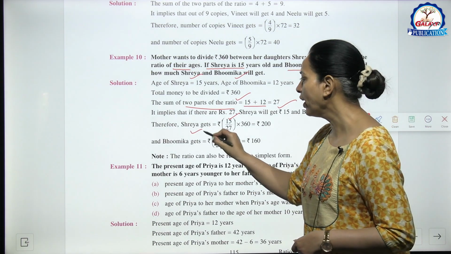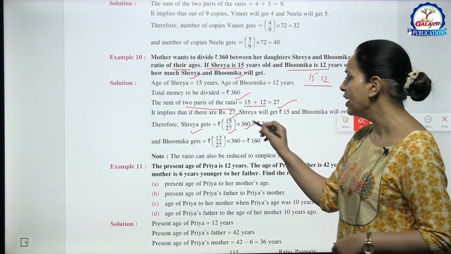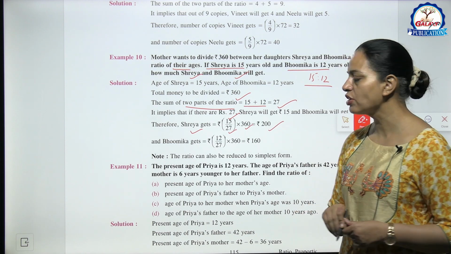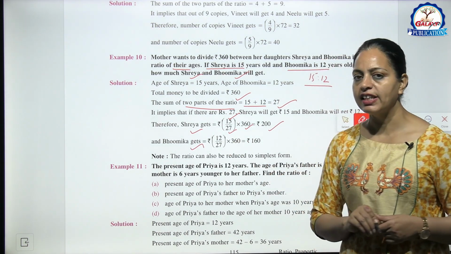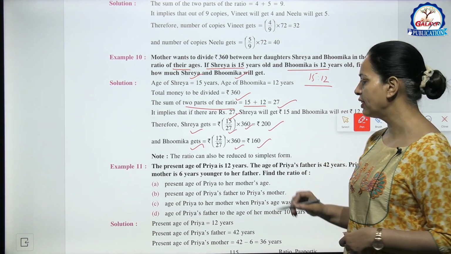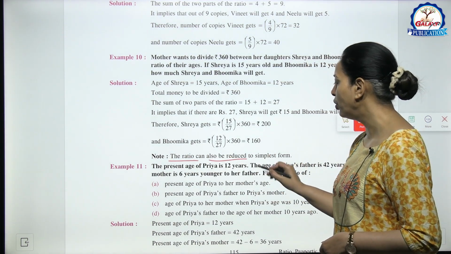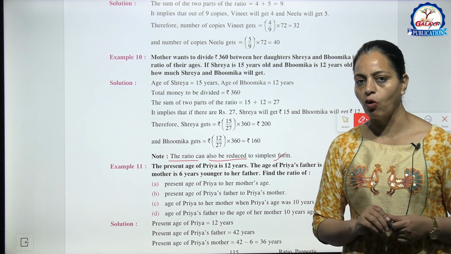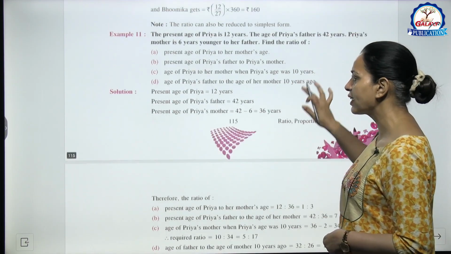So Shreya gets 15 upon 27 into 360. Cut the numbers, answer is 200. And Bhumika gets 12 upon 27 into 360, that is 160, right? So one point, the ratio can also be reduced to simplest form. Ratio को भी हम simplest form में reduce कर सकते हैं.